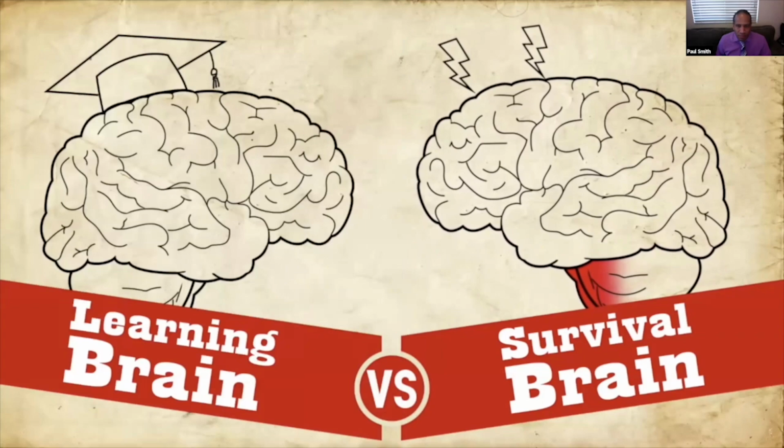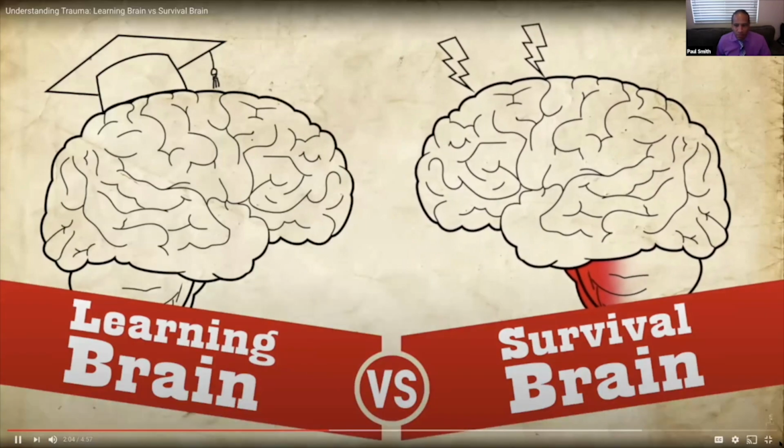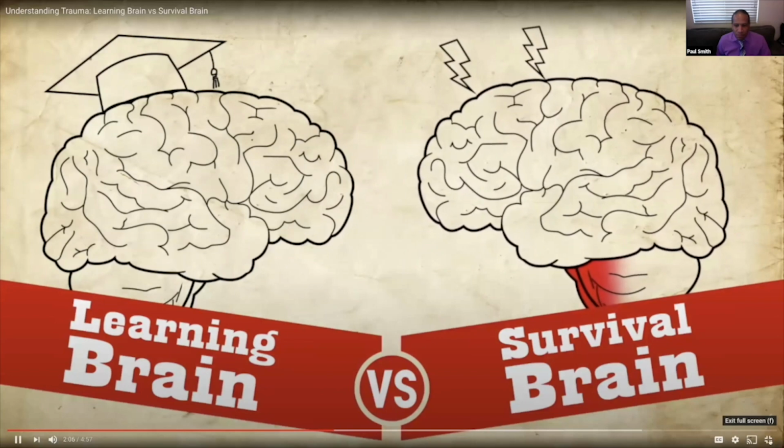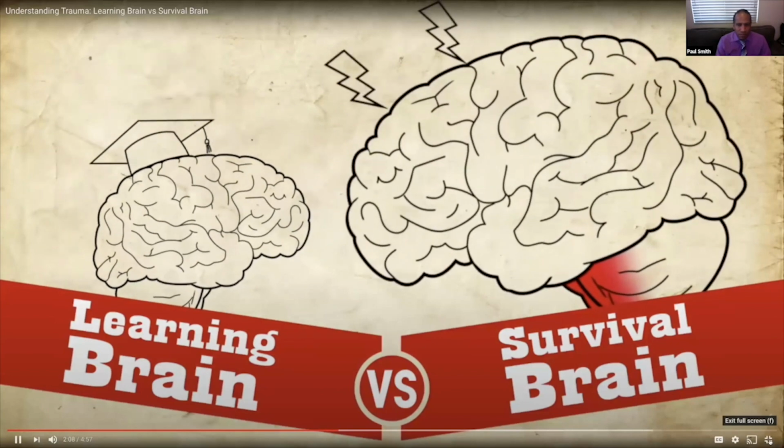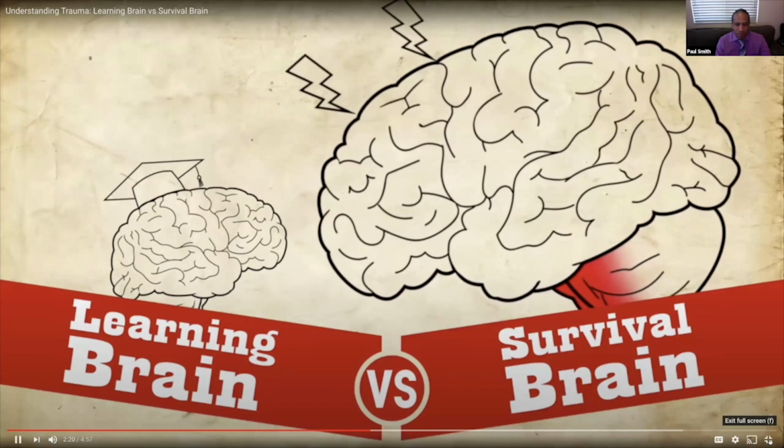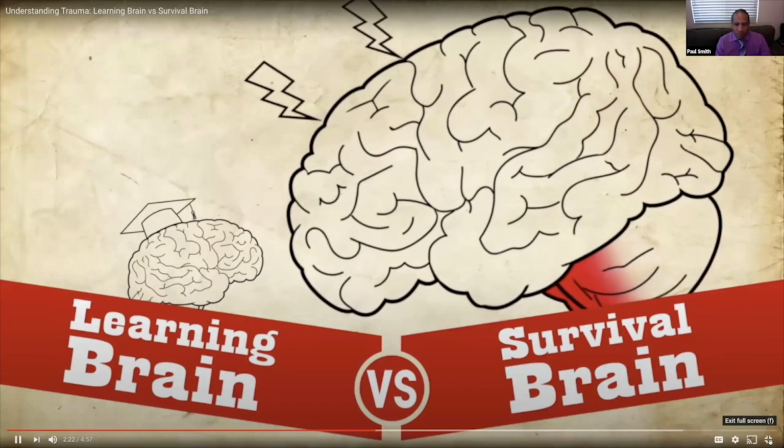Now, it's really important to understand how learning brain and survival brain interact, because survival brain always trumps learning brain. And it makes sense because survival brain is just trying to save your life. And so if it thinks that there's something dangerous happening, you better pay attention to it, right? But the tricky thing is that as survival brain stays on longer and longer, it's harder to get out of that. And it's harder to really go into a learning brain.